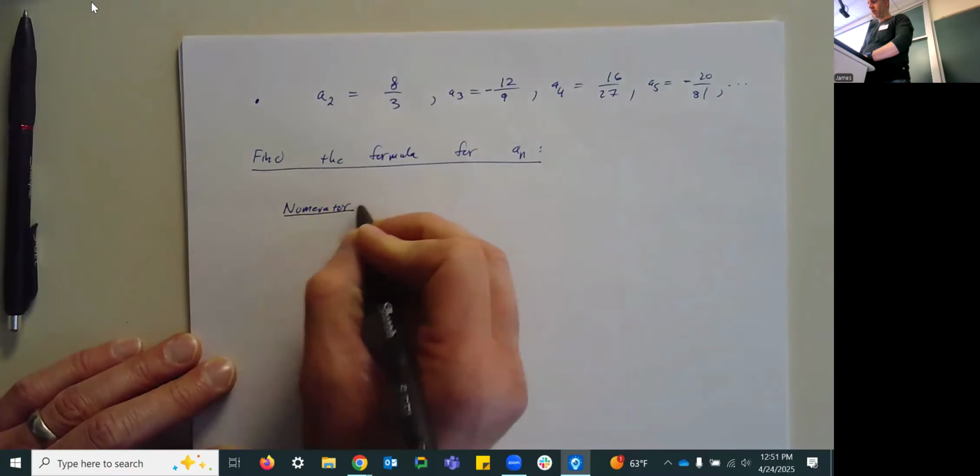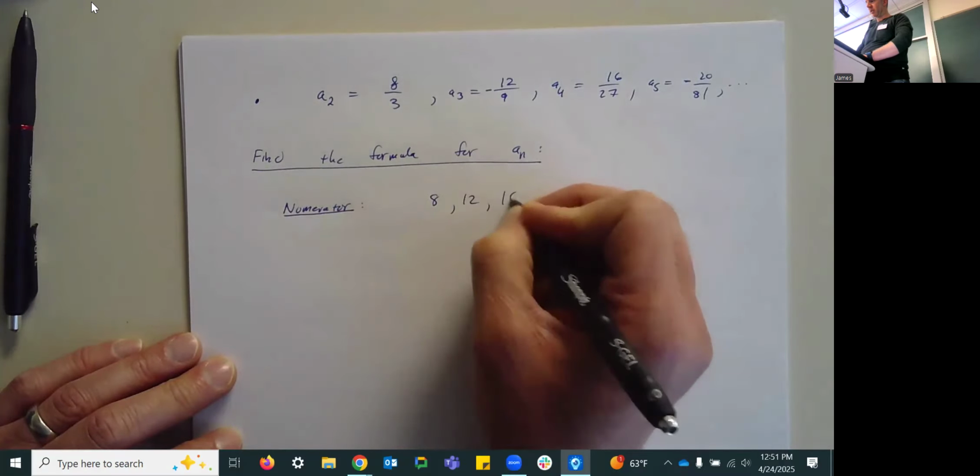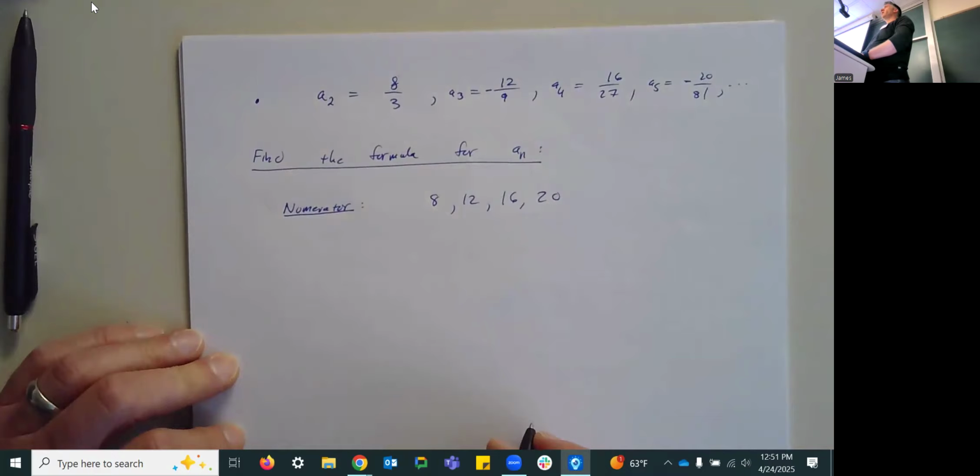Yeah, for the numerator, sure. So I have 8, 12, 16, 20. What's the next term?